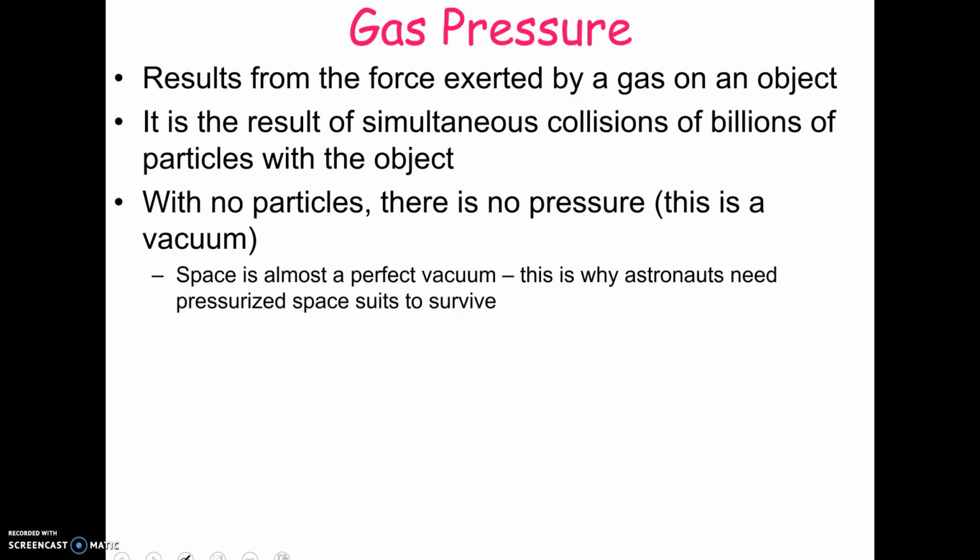All right, and if there aren't any gas particles in something, then that creates what we call a vacuum. And if we think about outer space, it's almost a perfect vacuum. Even though there are some gas particles, they're so far apart, there are so few gas particles, that you have almost a vacuum in space. What would happen if astronauts were not wearing pressurized suits is that literally your body would explode because there'd be no pressure pushing against your body to keep it together. So that's really, really important.